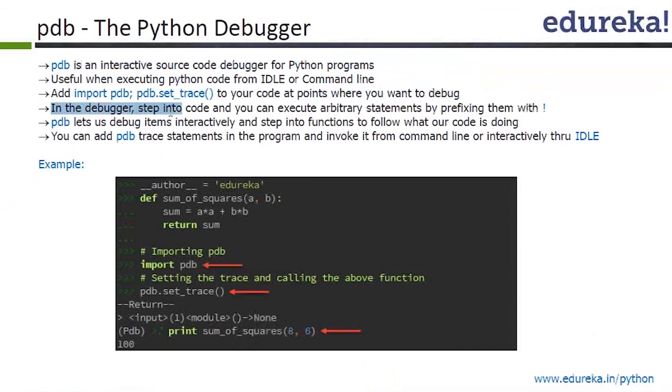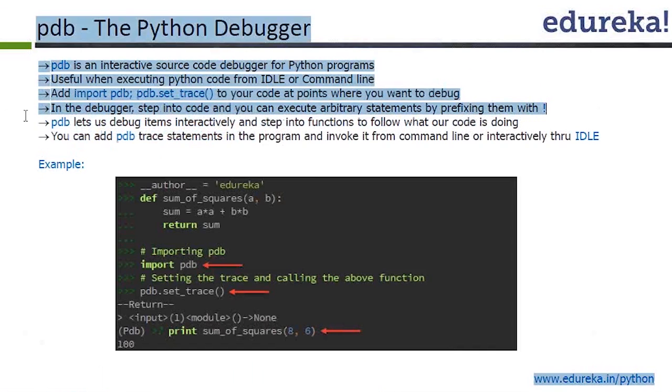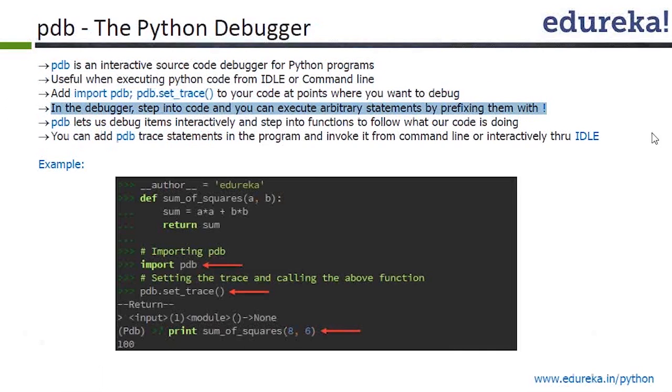In the debugger, you can step into code and execute an arbitrary number of statements by prefixing with an exclamation mark. PDB lets you debug interactively and steps into functions to follow what your code is doing. I'm going to show you that. You can add pdb trace statements in the program and invoke it from the command line or interactively through IDLE.